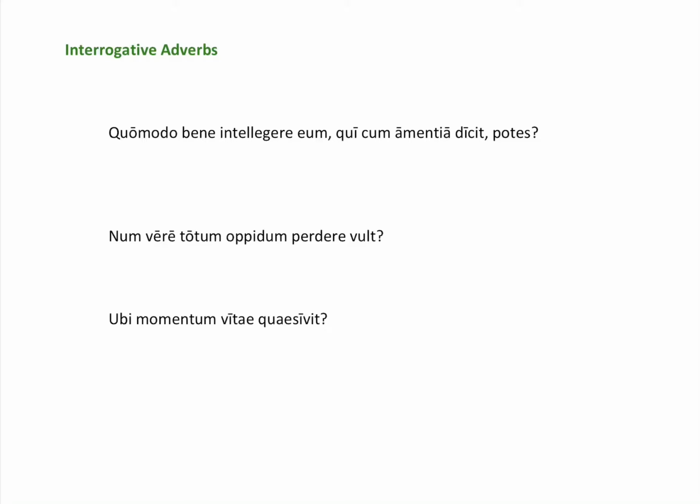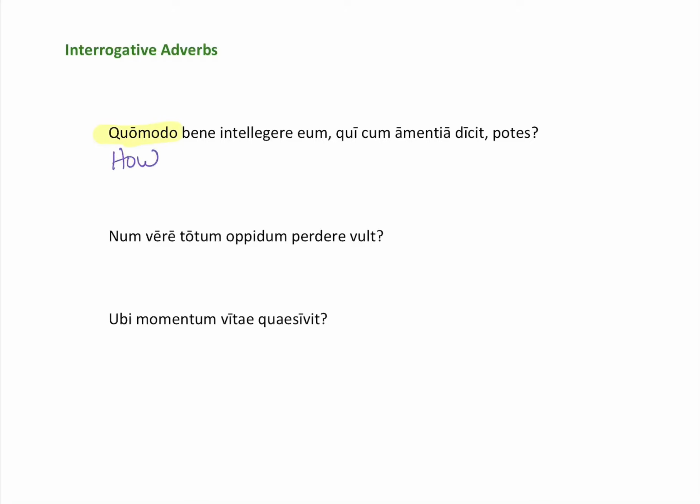We're going to work through some of these sentences together. If you would like to pause, try the sentence on your own, and then come back and get the explanation, do that. That's why they're here. So the first one is quo modo bene intelligere eum, qui cum amentia dicit potes. So this is quo modo. It's in your vocab this week. Quomodo just simply means how.